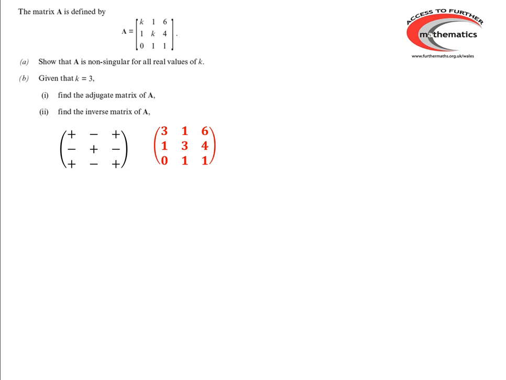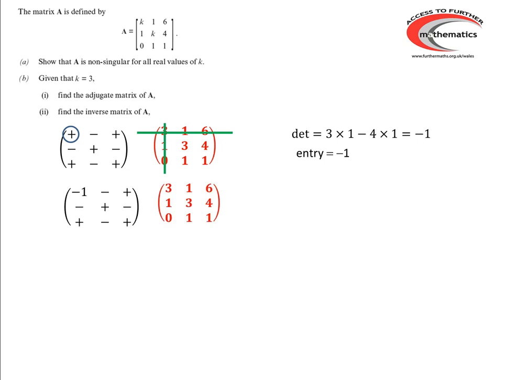Taking the top left-hand entry, deleting the row, and deleting the column corresponding to that entry, we're left with the 2 by 2 matrix, 3, 4, 1, 1. The determinant of that is 3 times 1, take away 4 times 1, which is minus 1. The entry in the grid is a positive, so we simply put the minus 1 in as our first entry of the cofactor matrix. So we've now got the minus 1 replacing the first entry in the grid.